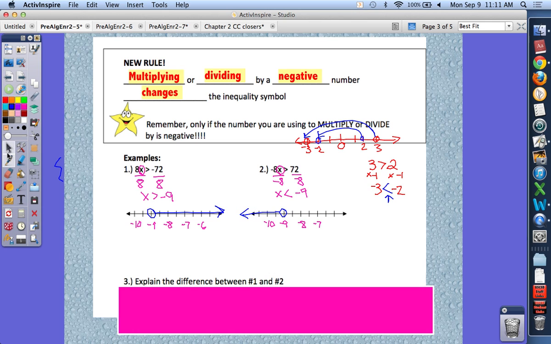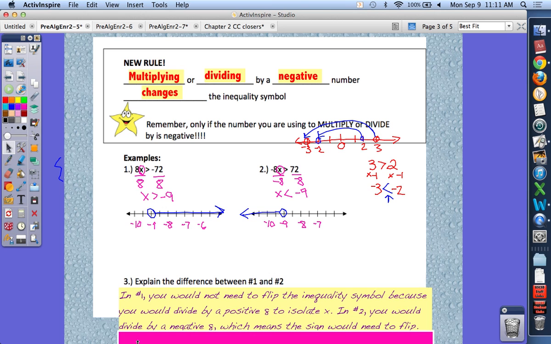So what is the difference between 1 and 2? Hopefully you've explained it in your own words. You would not have to flip the sign in the first one, okay? Read over that.